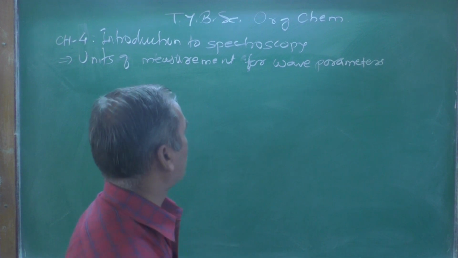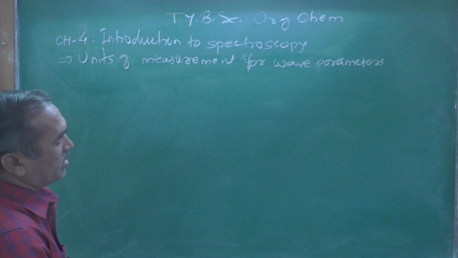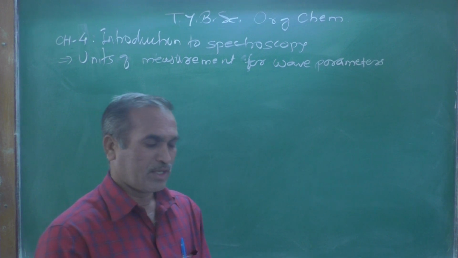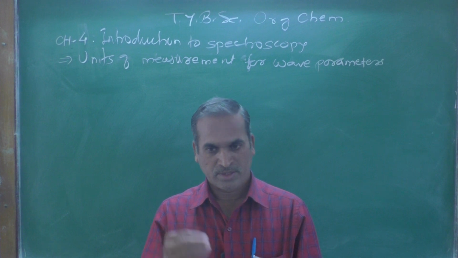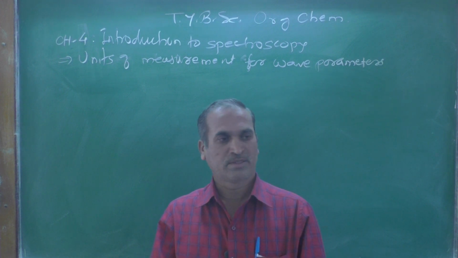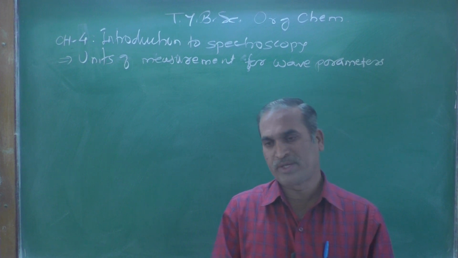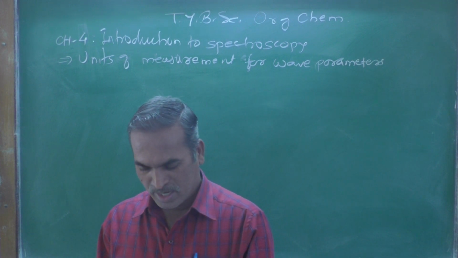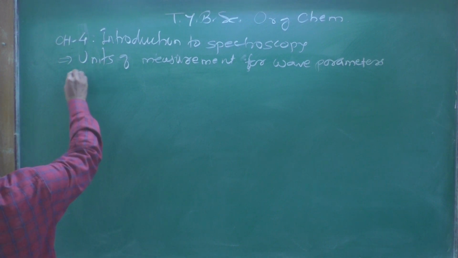So today we are going to discuss what is written on the blackboard: units of measurement for wave parameters. These units of measurement are very prominent as far as spectroscopic techniques are concerned, and these are the convenient units in which spectroscopy is used. So let's begin with the first one, which is wavelength.